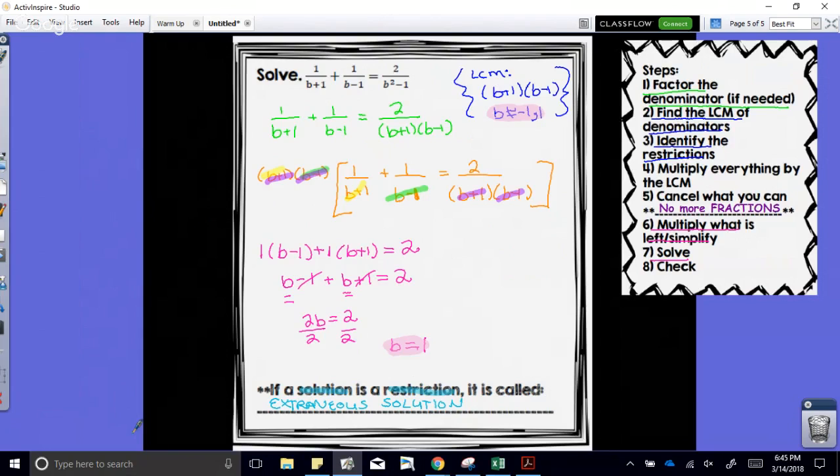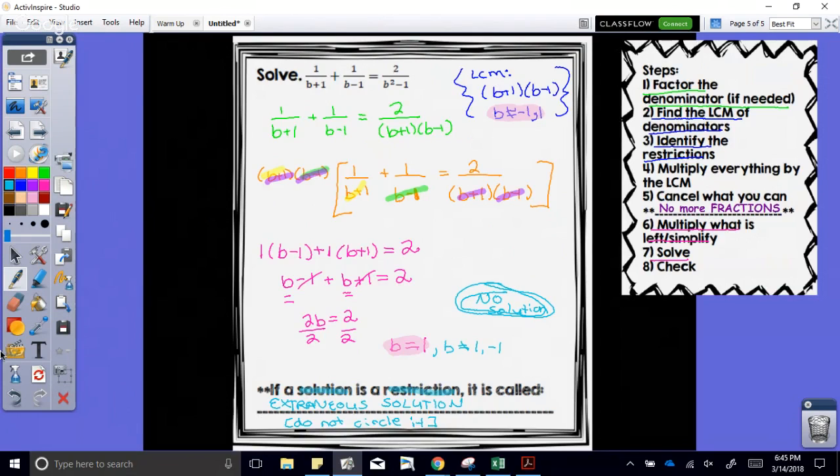And if you have an extraneous solution, then you do not circle it. So when we solved, we got b equal to 1, but we said that b cannot equal 1, nor can it equal negative 1. So my final answer is going to be that there is no solution, because b equals 1 is an extraneous solution. No solution.